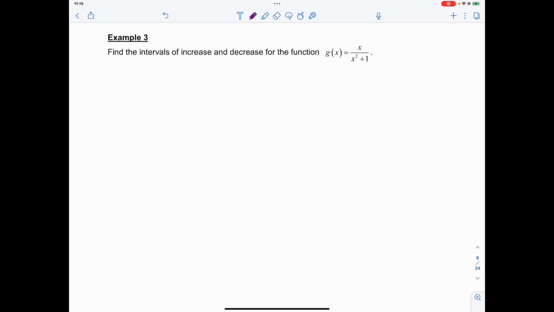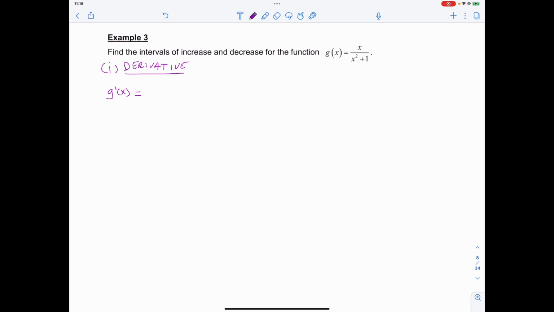For example 3, it says, find the intervals of increase and decrease for the function g of x is equal to x over x squared plus 1. So, step 1, we're going to find the derivative. And we're going to say that g prime of x is equal to, we're going to use our quotient rule here. Remember that we have the low d high less high d low, draw a line and square below.